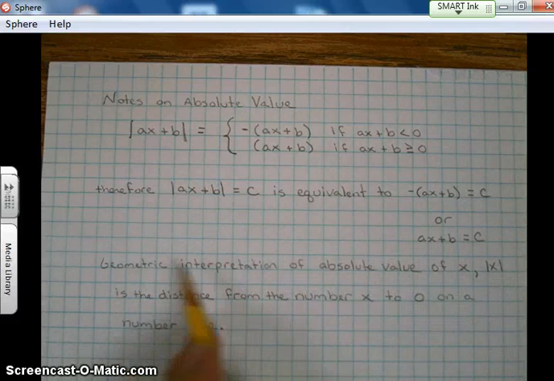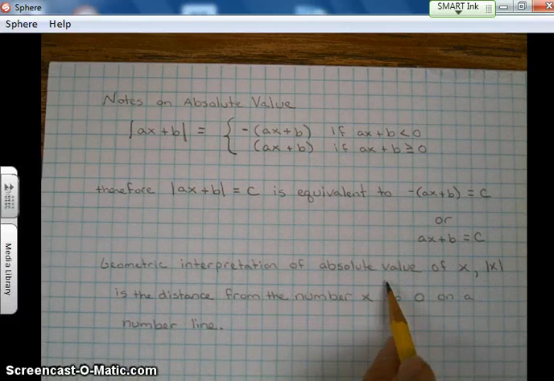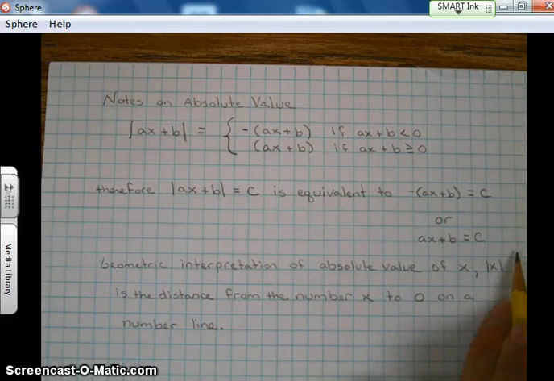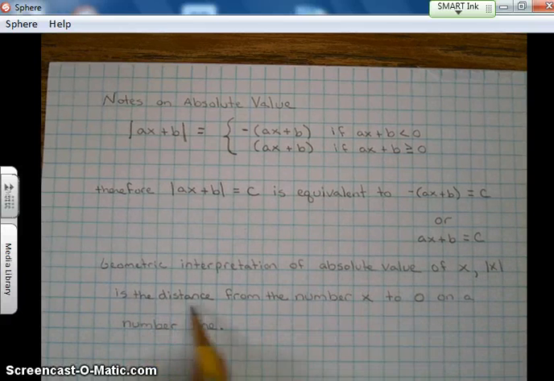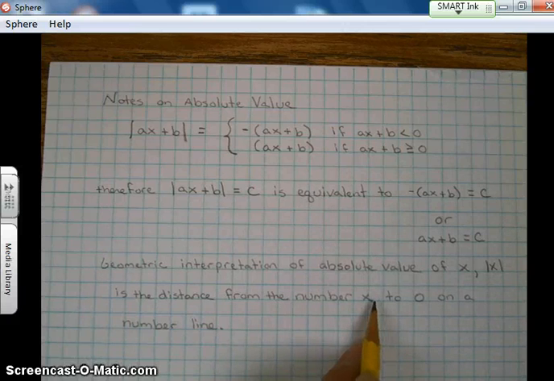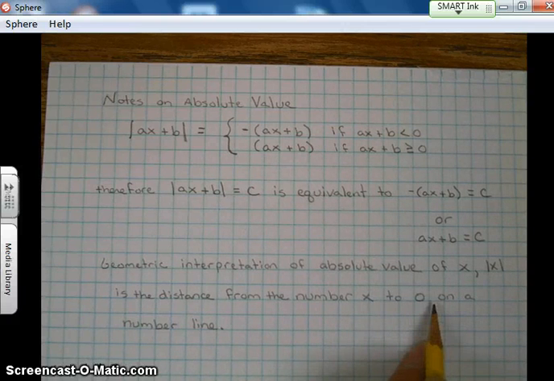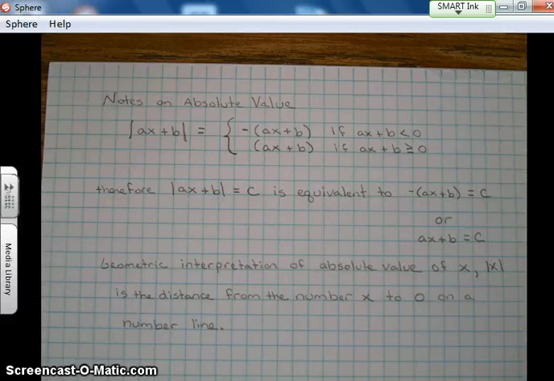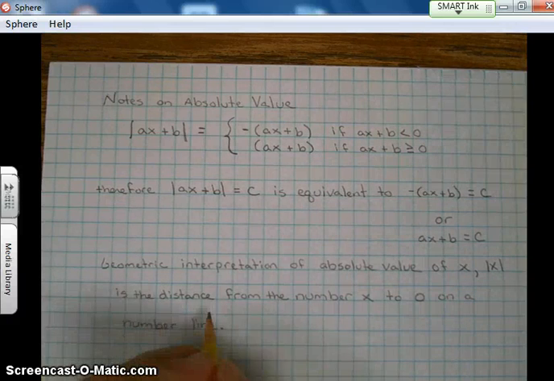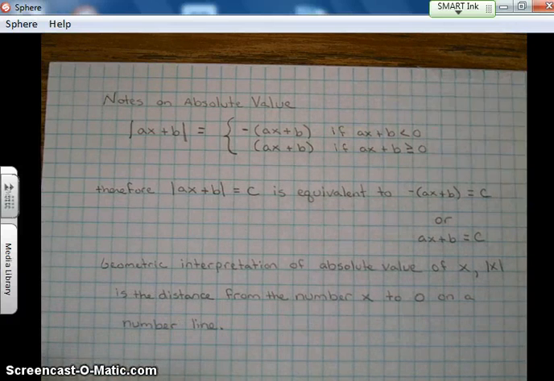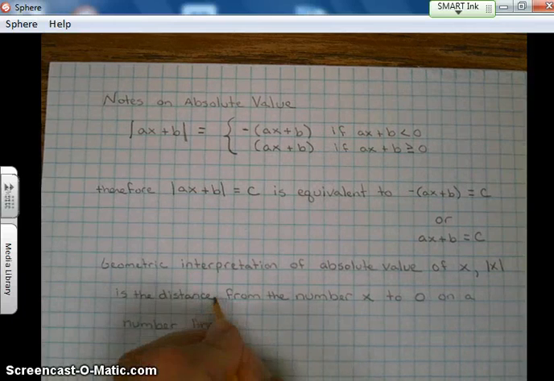The geometric interpretation of the absolute value of x, and here's the symbol, is the distance from the number x to 0 on a number line. And remember, distance will represent a positive number at this time.